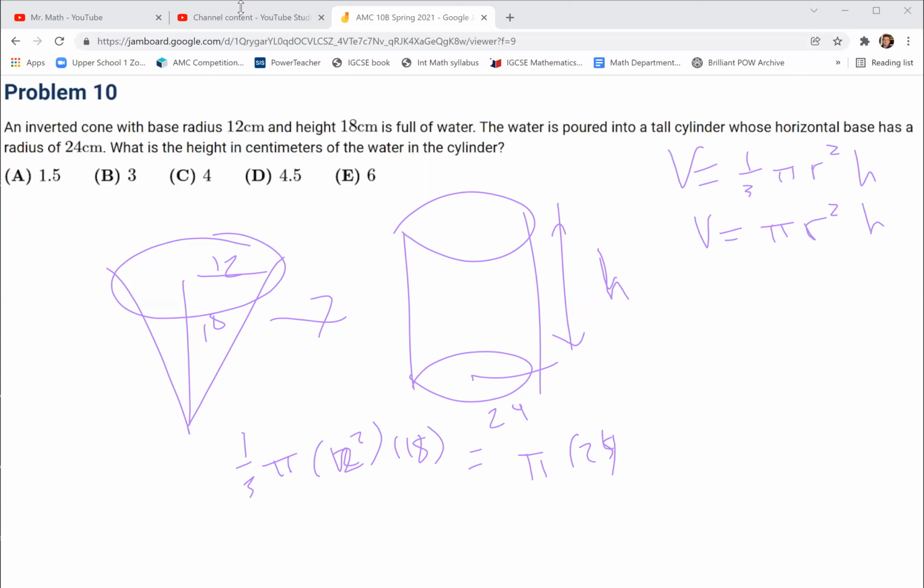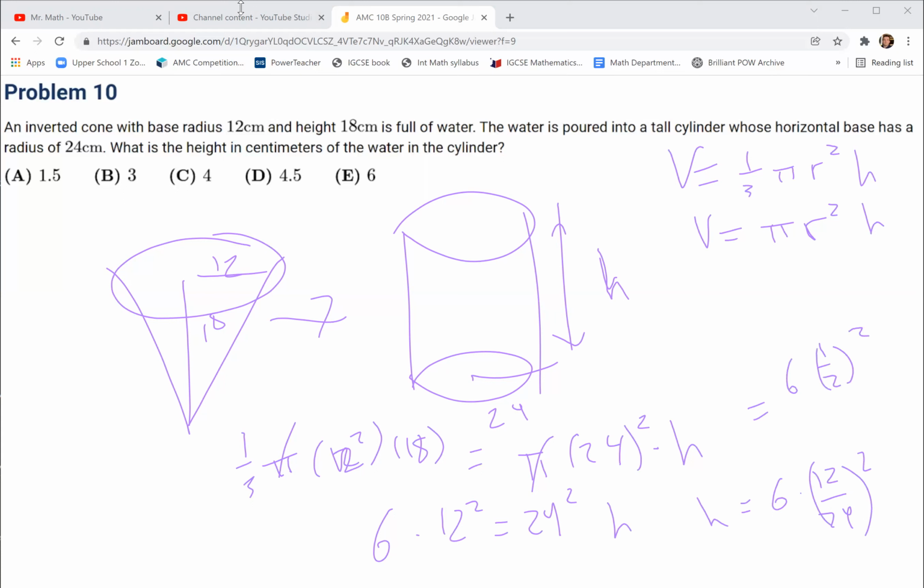Oh, let me draw that better. I'm getting a stylus soon, so hopefully this will look a lot better. Times h, right? And h being our answer. So we can cancel out pi's. 18 divided by 3 is 6. So we have 6 times 12 squared equals 24 squared h. So that means h is equal to 6 times 12 squared over 24 squared, which is equal to 6 times (1/2) squared, or 6 over 4, or 1.5, right? 3 over 2. So the answer is A, 1.5.